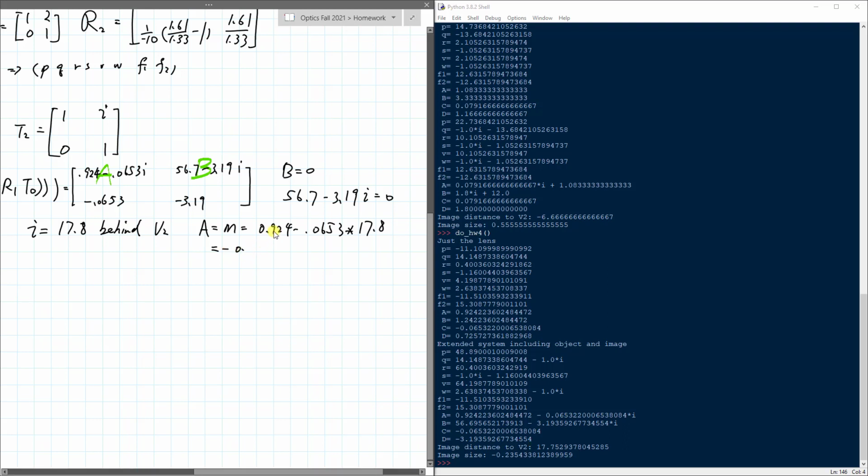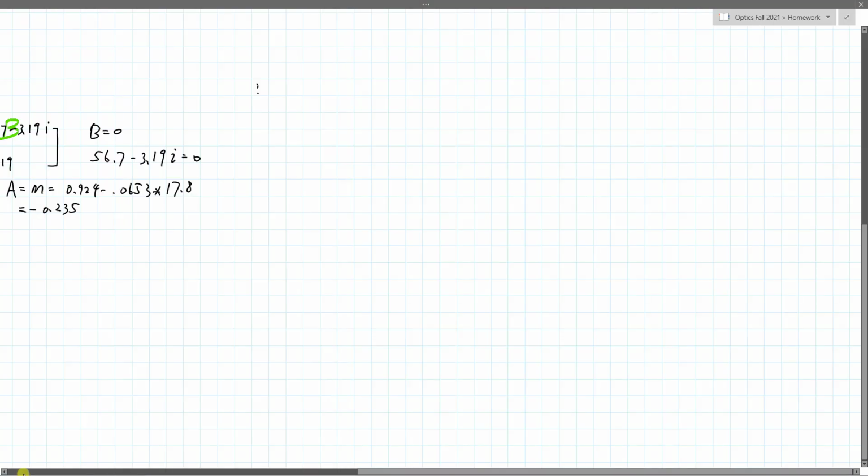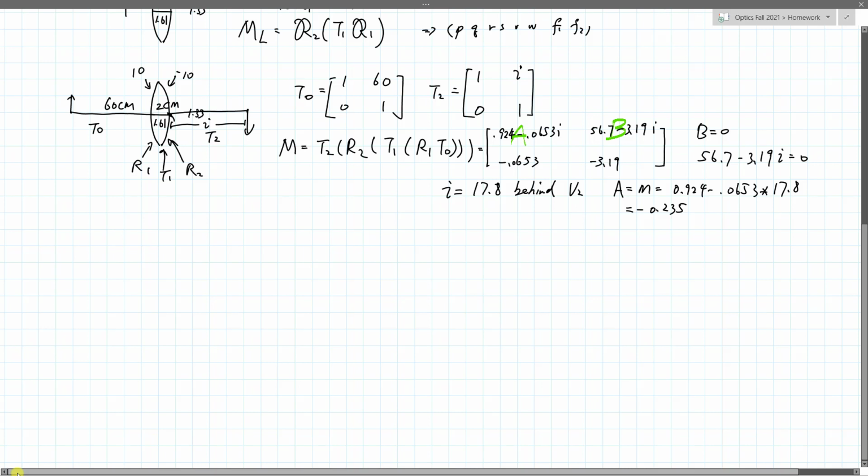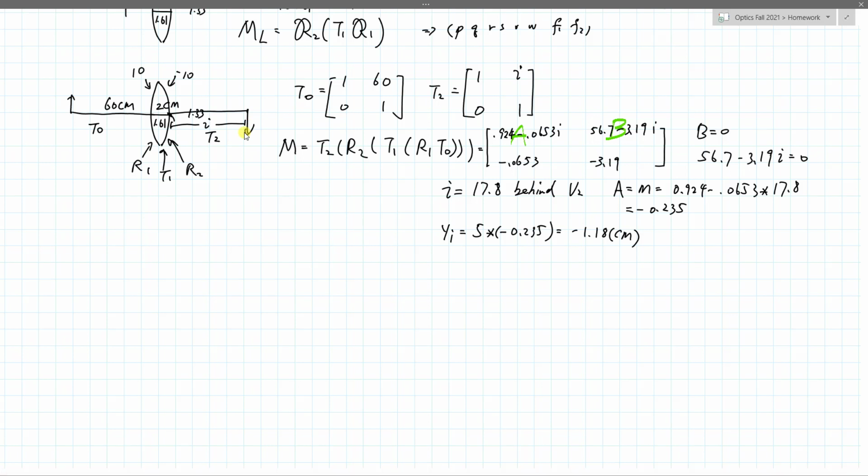So 0.235. Okay, so if we have the image object size, we can calculate image size. The object size is a 5 centimeter object, so y of the image, how about that? Is 5 object times negative 0.235. So it's like times 10 over 2. So negative 2.35, 1.18 centimeters tall. So it's upside down like I was guessing. So let's see, question 4, 1.18 and minus 2.235.